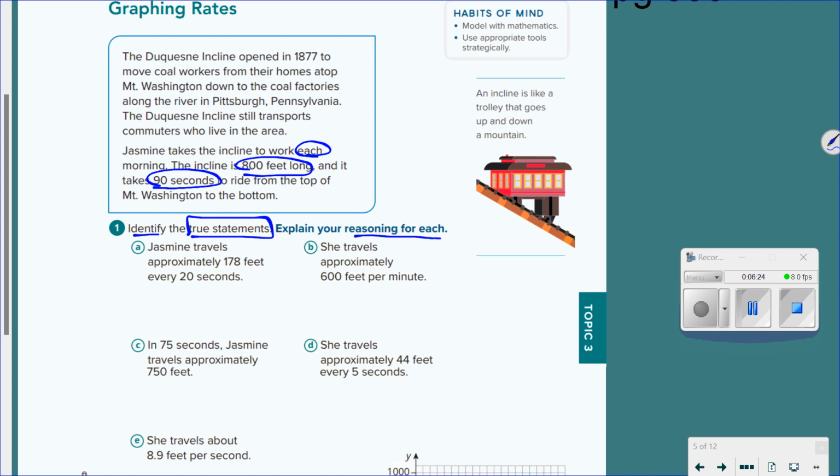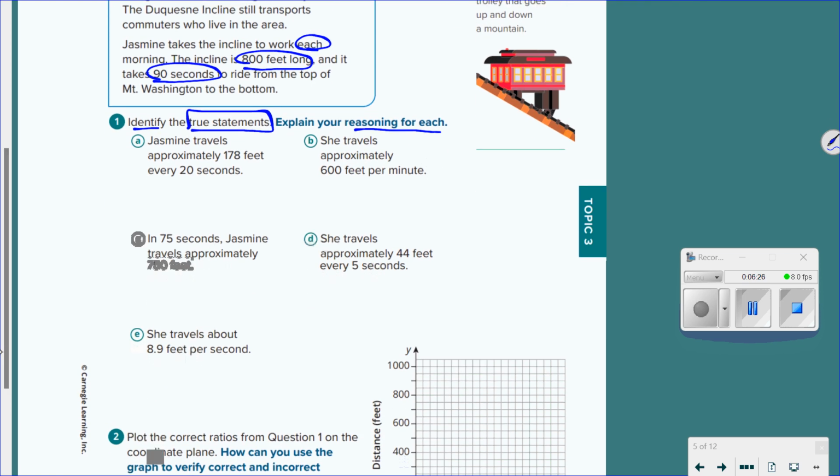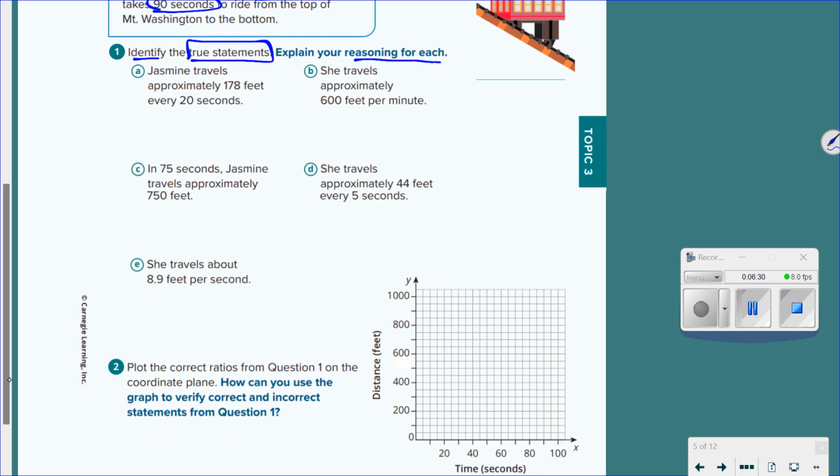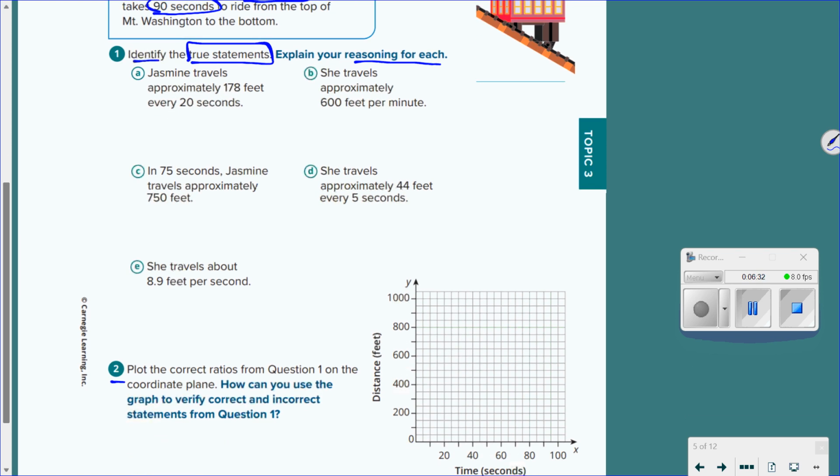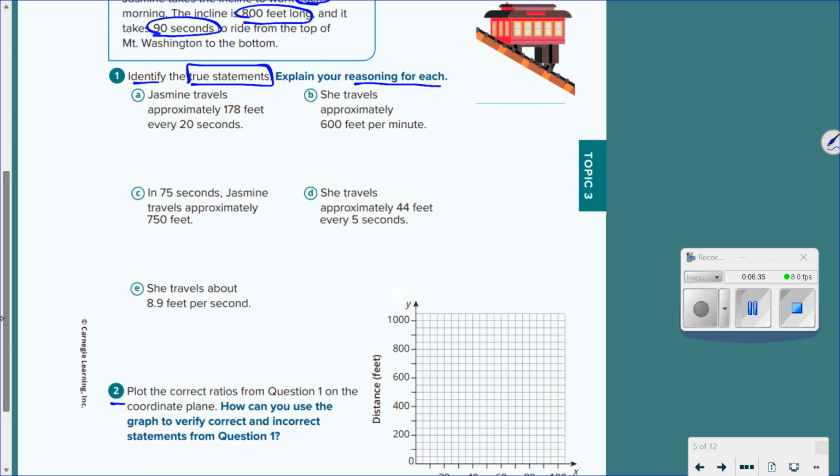So we've given you 5 of them. You have your base information. Go ahead and do all 5. And then when you have time, go ahead and start number 2. We'll give you about 8 minutes to do this page. Go ahead and get started.